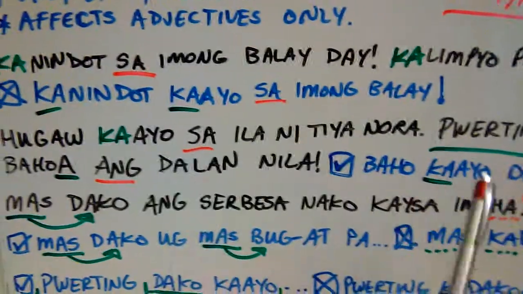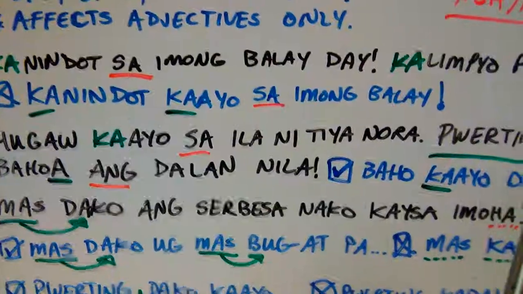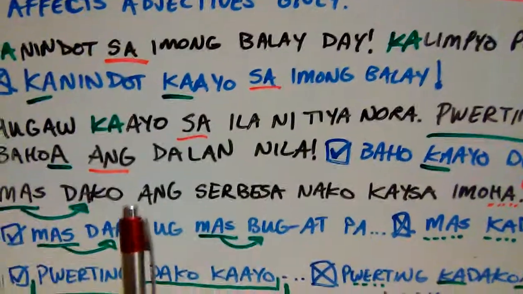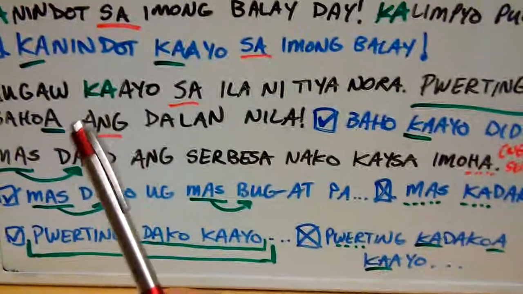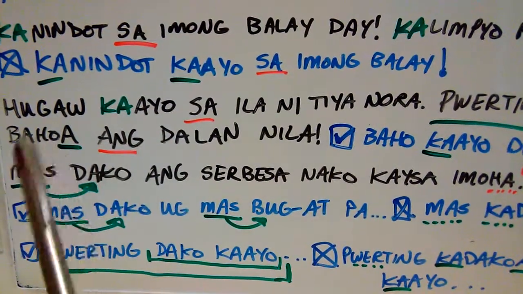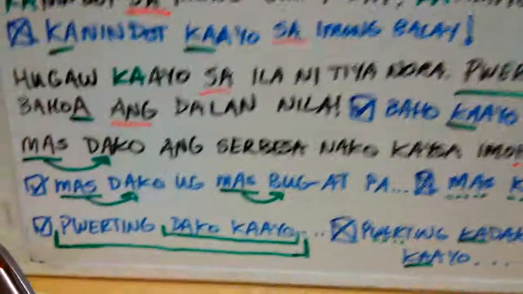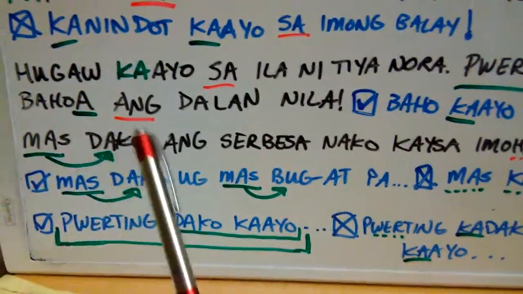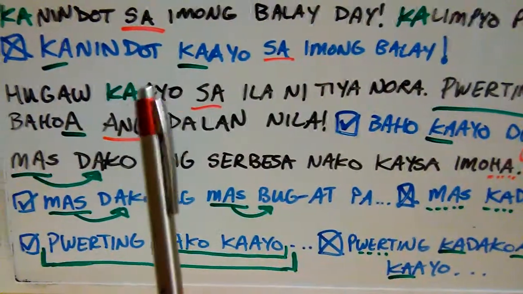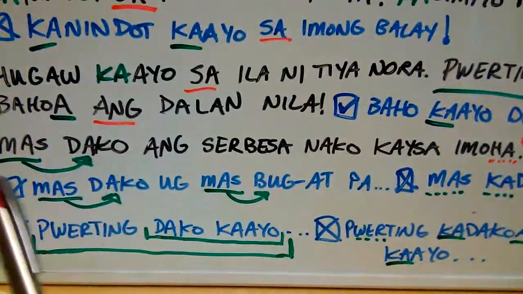But again, puerting baho a. You can't say puerting kabaho a. That's a big no-no, okay? Because again, it's not grammatically sound. There's like two things modifying that adjective, right? And then I'll show you how you can go around that, right? There are ways around this, I'll show you with the examples later, okay?